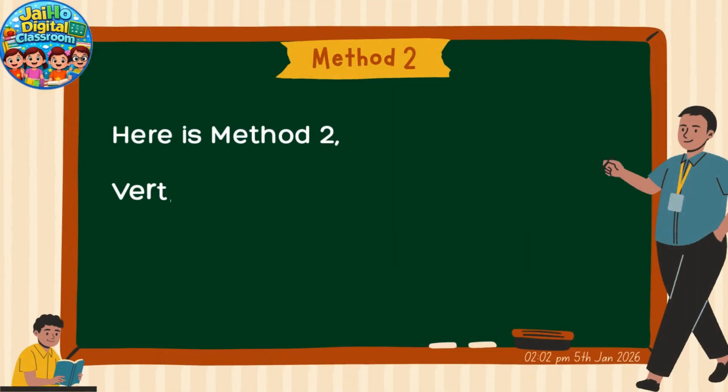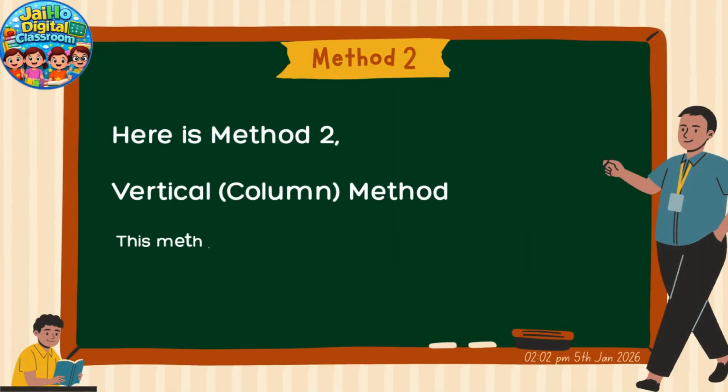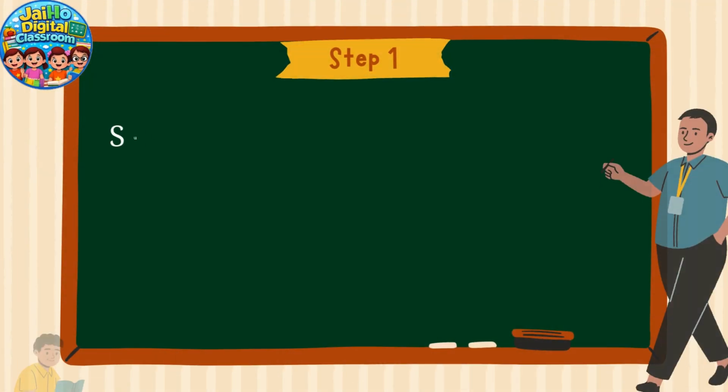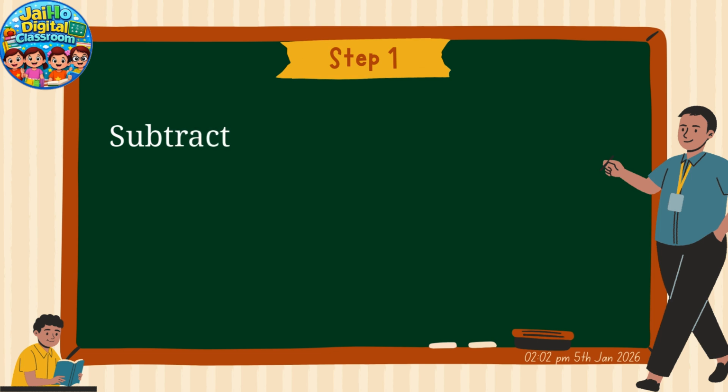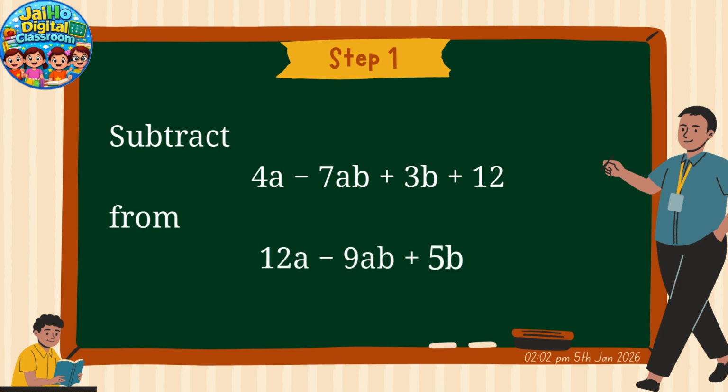Here is Method 2, the vertical column method. This method is just like column subtraction in numbers. We are given two algebraic expressions. We have to subtract 4a minus 7ab plus 3b plus 12 from 12a minus 9ab plus 5b minus 3.